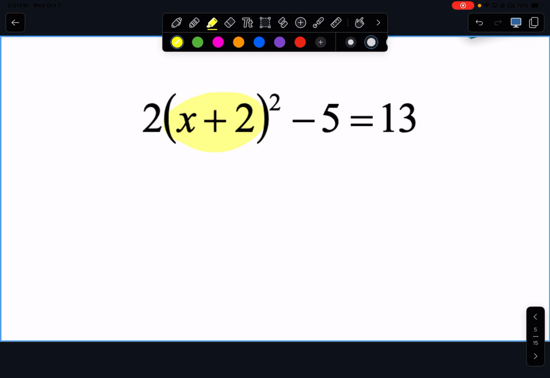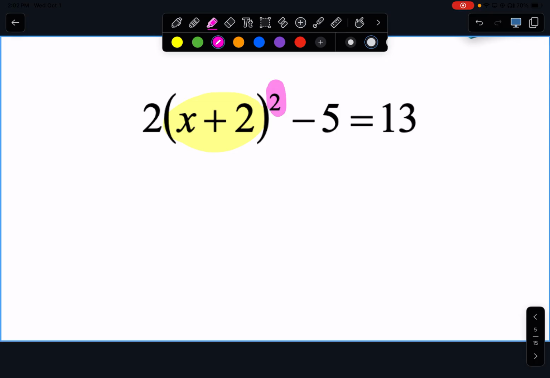Some of us, our initial thought is going to be to distribute the 2. Don't. Okay? Don't do that. Because we have an exponent right here. Exponents come before multiplication in our order of operations. We've got to deal with that thing first. Okay? We cannot just go distributing the 2.